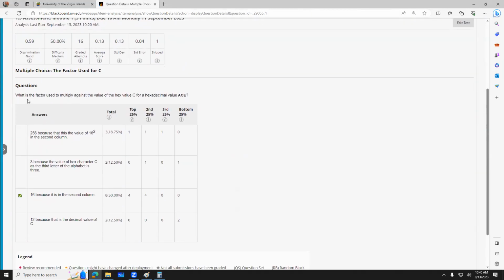Multiple choice question. What is the factor used to multiply against the value of the hex value Charlie for a hexadecimal value of ACE? So what they're asking is, I have 3 hexadecimal values, alpha, Charlie, and echo. What's the multiplication factor, or, put another way, what's the numerical factor for its place? In the first place, we have 1s. In the second place, we multiply by 16. In the third place, we multiply by 256.